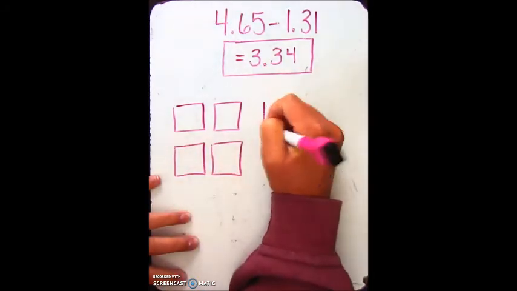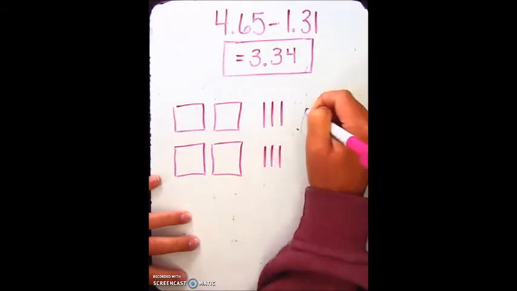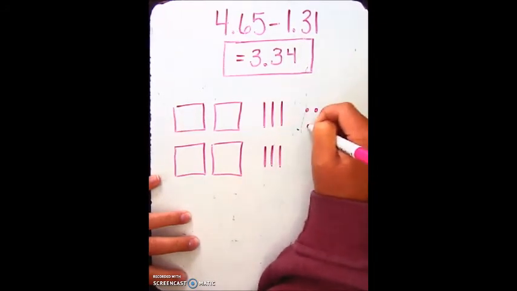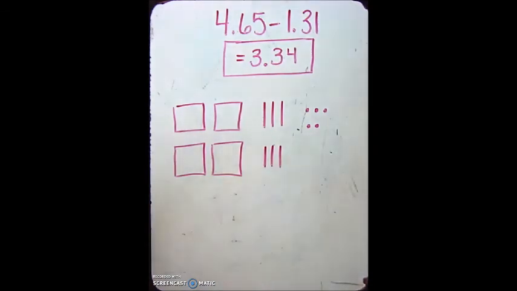You would have 6 tenths rods and 5 little cubes. Now to model this and to show that you are going to be subtracting 1 and 31 hundredths, you'll cross out the pieces that you took off your board physically when you had the actual blocks.